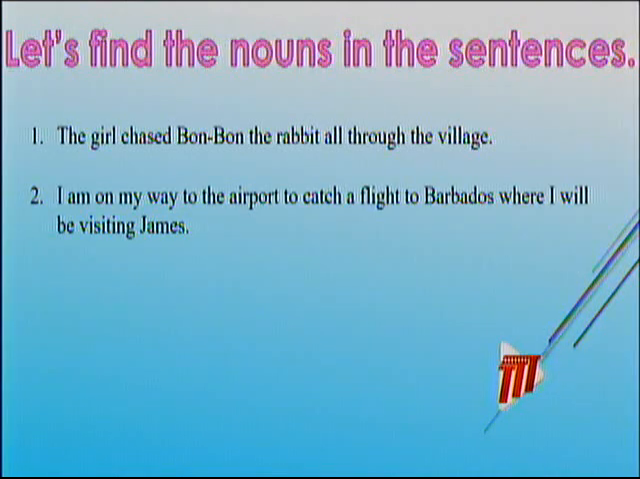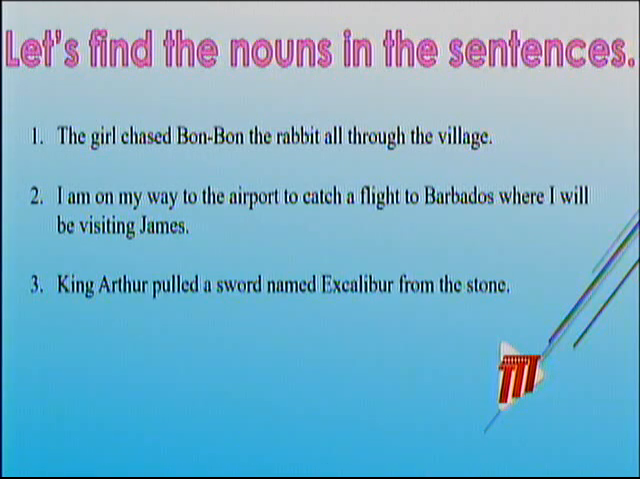Number two, I am on my way to the airport to catch a flight to Barbados, where I will be visiting James. Number three, King Arthur pulled a sword named Excalibur from the stone. Right? King Arthur pulled a sword named Excalibur from the stone.